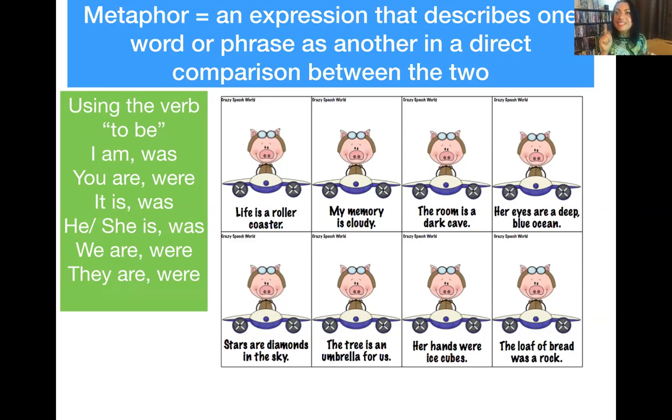The room is a dark cave. Remember, we said this one, but remember in a simile, it's the room is like a dark cave. In a metaphor, the room is a dark cave. Her eyes are a deep blue. Like the ocean would be simile, or a deep blue ocean is a metaphor. Stars are diamonds in the sky. They are diamonds in the sky. A simile would say stars are like diamonds in the sky.